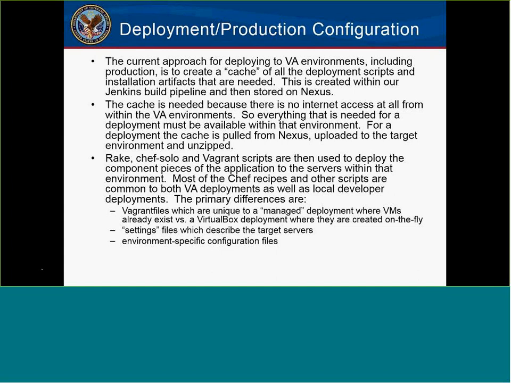A question about the production configuration. Because the VA environment does not have internet access, we have to use what we're calling a no internet access approach. We create a cache of all of the deployment scripts and everything that is needed, and we download that into a centralized server, and then likewise download that into the various VA environments that we're deploying to. We then use Rake, Chef, and Vagrant scripts to deploy the components, set up the environments, everything that we need to do as if it was connected to the internet, but in fact it isn't.